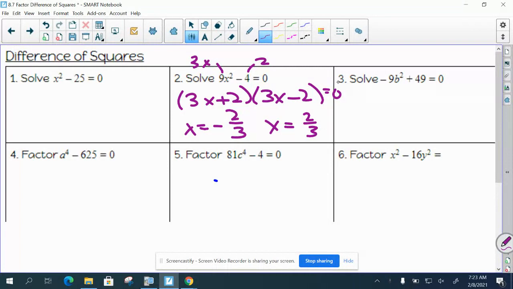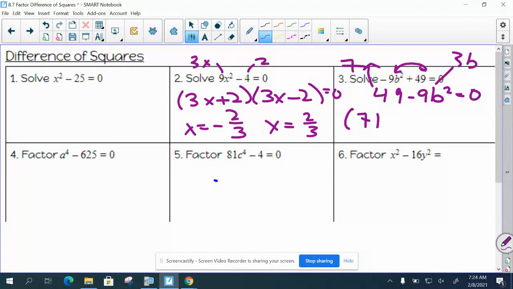All right, for part B, or number 3, the thing is it's not a difference of squares. However, the first term is negative, so if we just switch these around, then it would be a difference of squares: 49 minus 9b squared. The square root of this would be 7, the square root of this would be 3b, so we would write 7 plus 3b times 7 minus 3b. So then your solutions would be negative 7/3 and positive 7/3. And instead of two separate ones, you can write plus or minus 7/3.